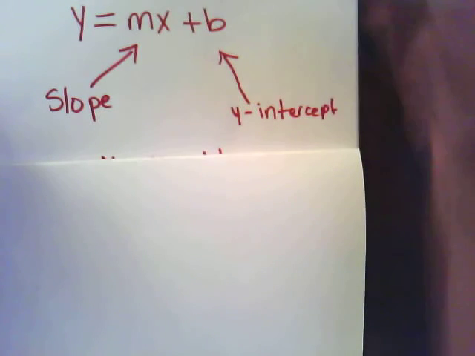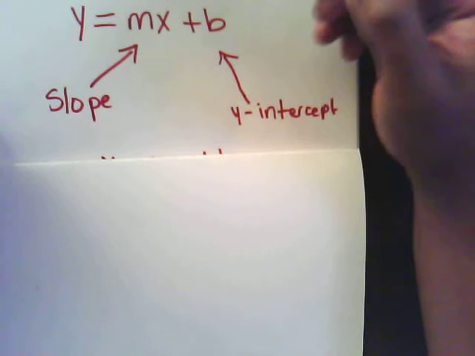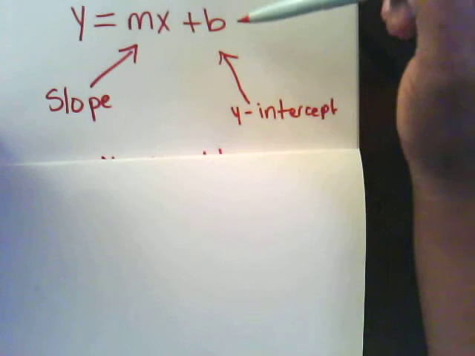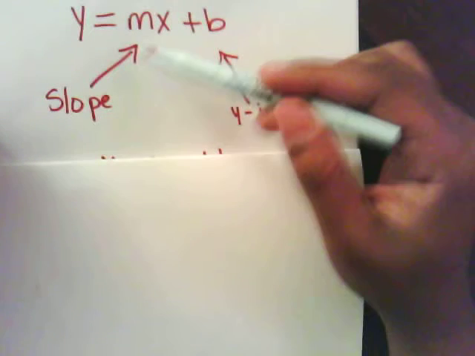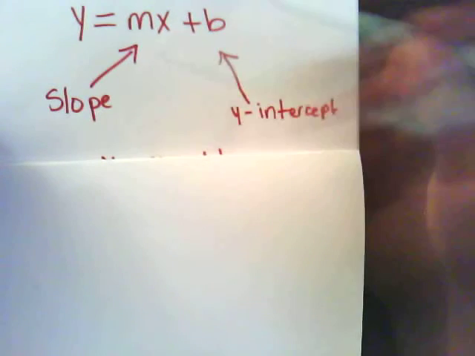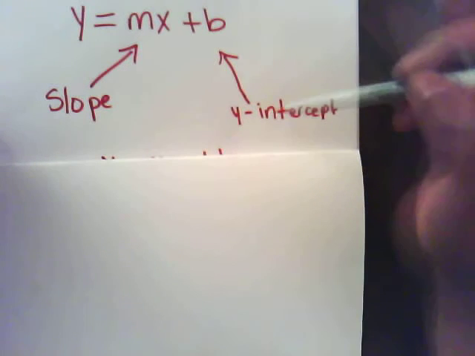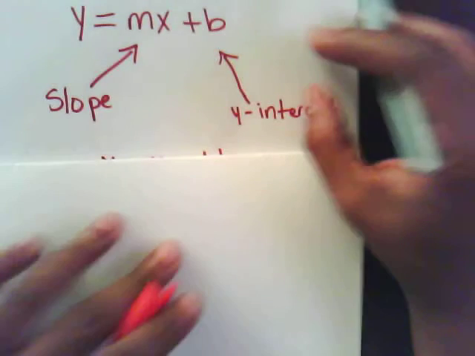So as you can see here, slope-intercept form. The formula is y equals mx plus b. As you can see, the m stands for the slope. The b is for your y-intercept. Now, that doesn't mean much unless we work an example.